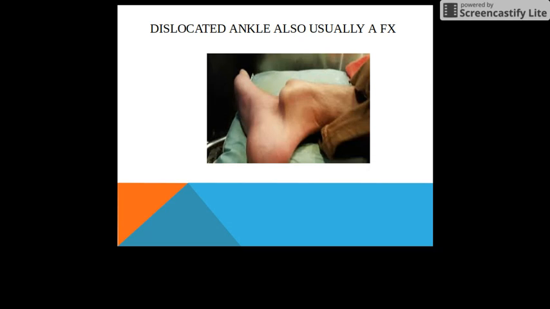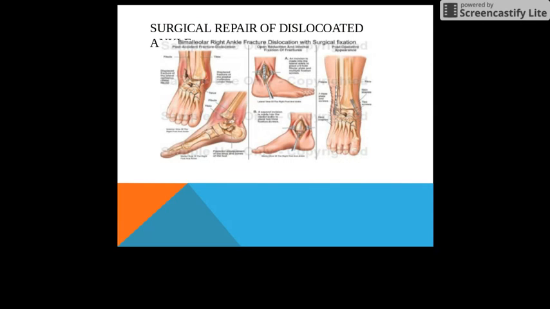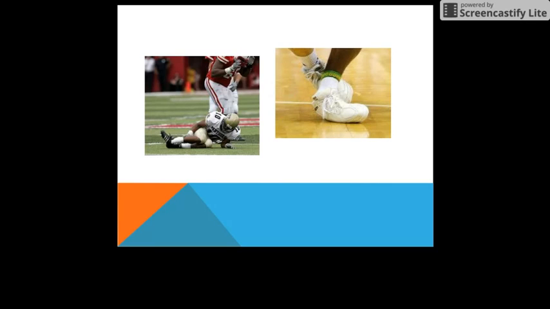Dislocated ankle usually results with a fracture. When I was at Boston University working football, I saw three of these. They were nasty, always ends up with a fracture and surgery. This is what a surgical repair looks like. You can see that the bone was broken and that they had to go in and put hardware on both sides of the ankle to stabilize it. The picture on the left of the football player shows a dislocated ankle in football, and the one on the right shows the dislocation of a basketball player.